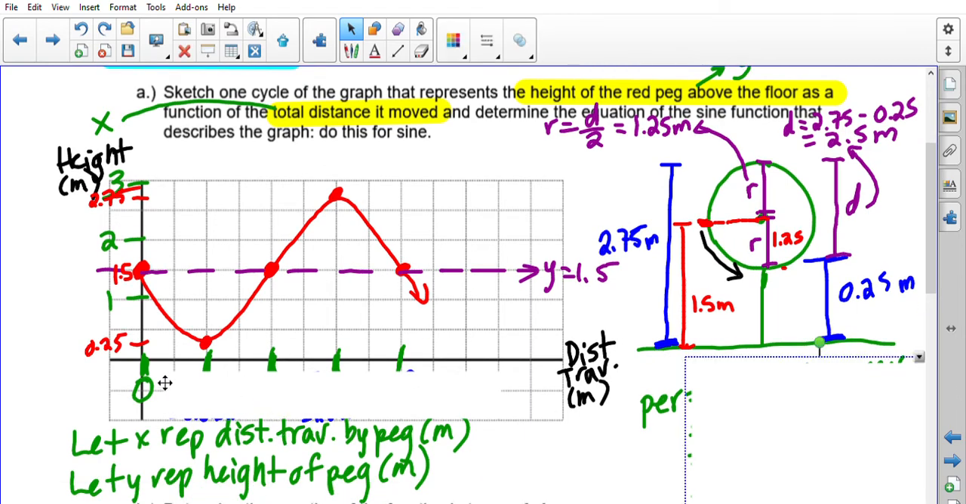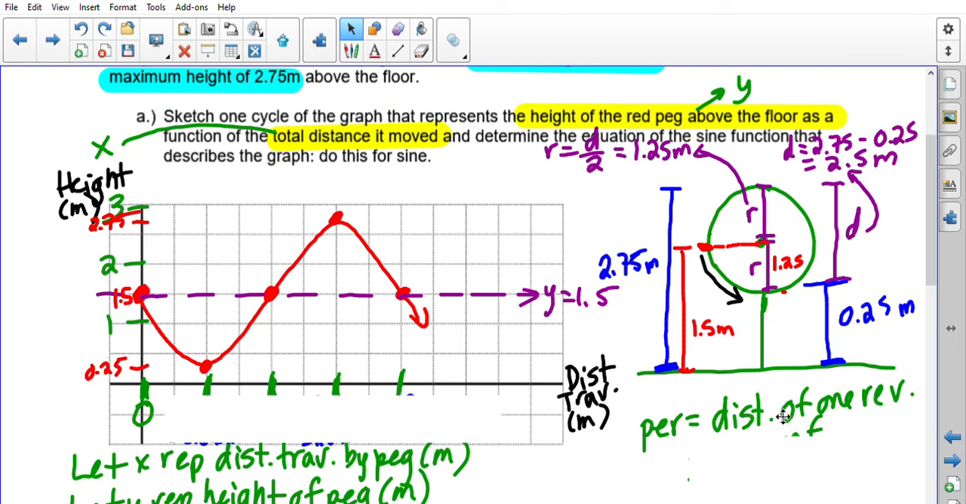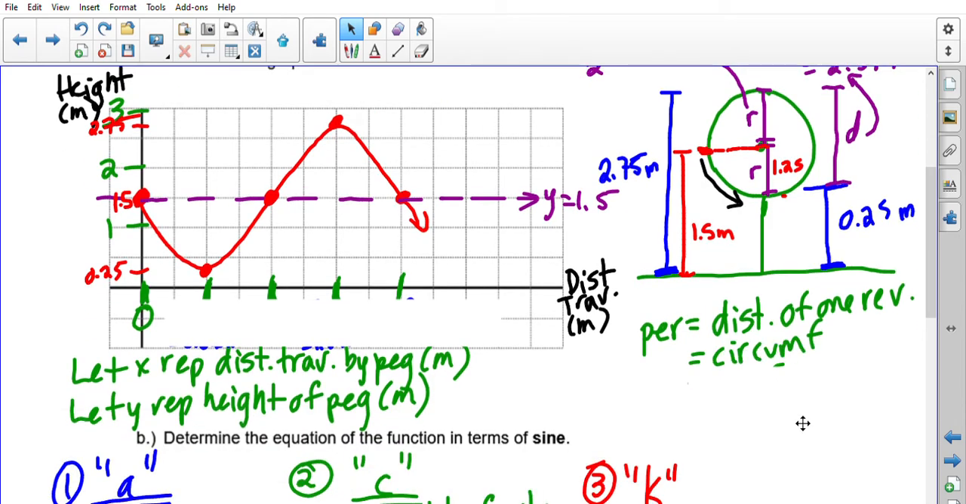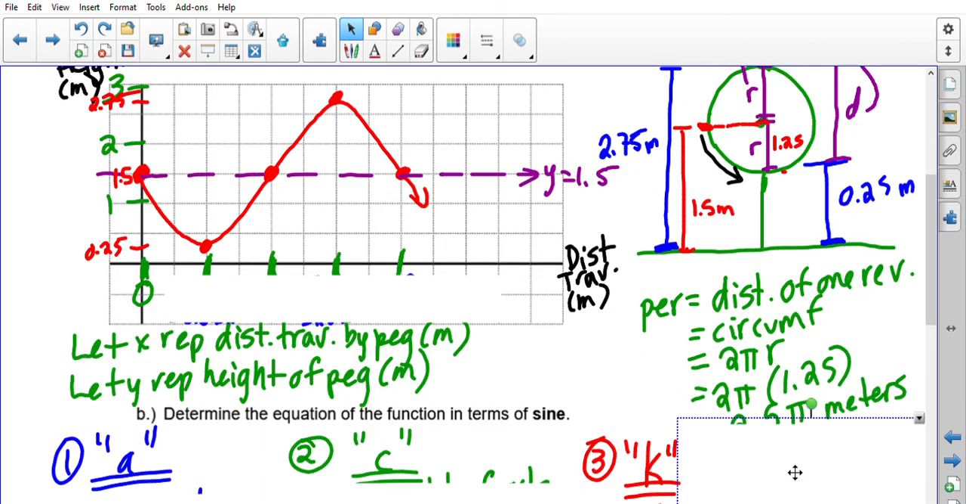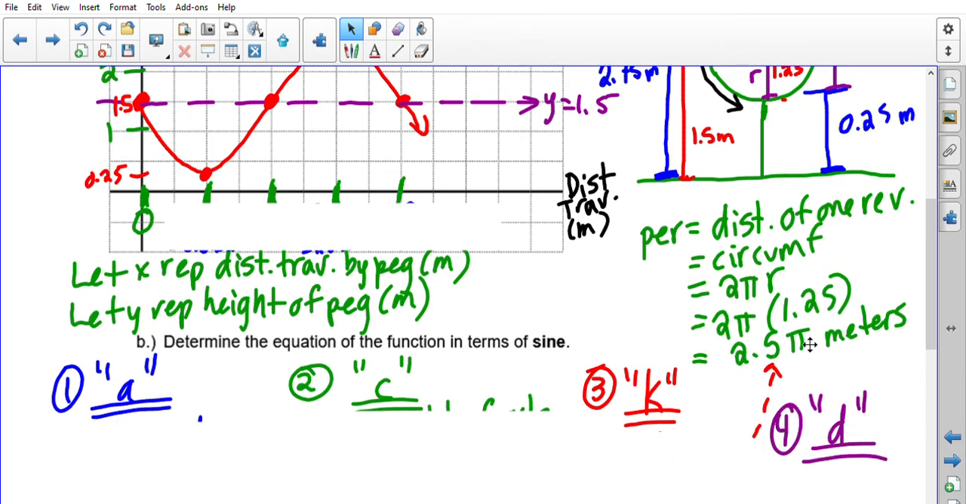So our first part here is to figure out how long the period is. The period in terms of distance, so remember it's not time, it's going to be the distance traveled in one revolution. Basically, what length does the red peg travel as it rotates one full cycle? Another way of saying that, the distance around a circle once is the same thing as circumference. The formula for circumference is 2 pi r. I can find this exact value because I know the radius is 1.25. So I'm going to do 2 pi times 1.25, and that equals 2.5 pi meters. So one full rotation gives me a period of 2.5 pi.